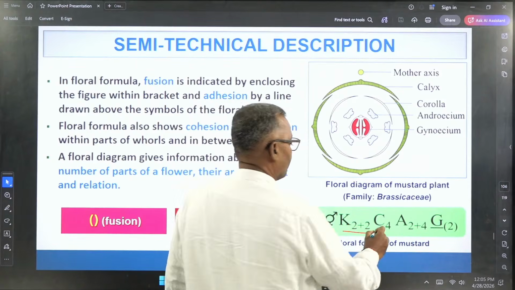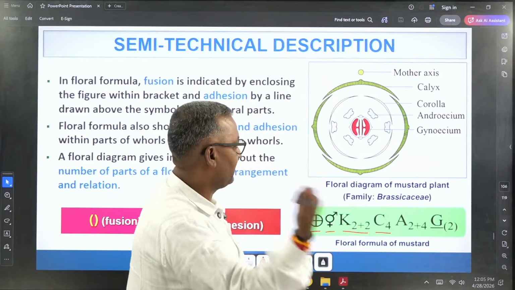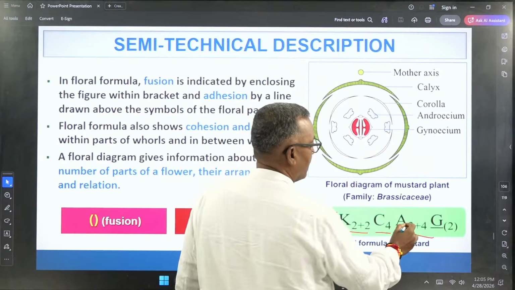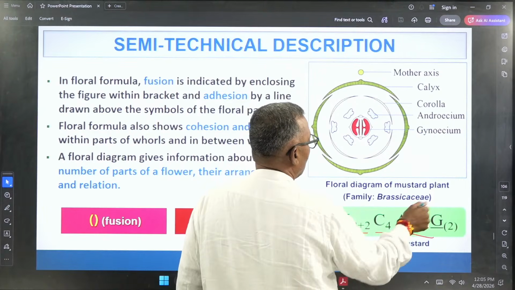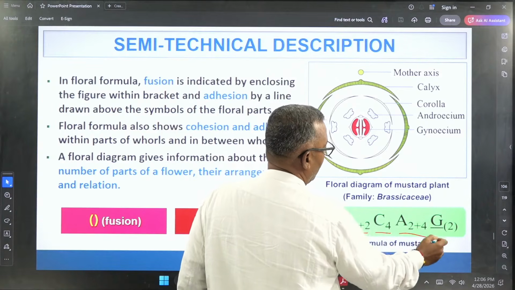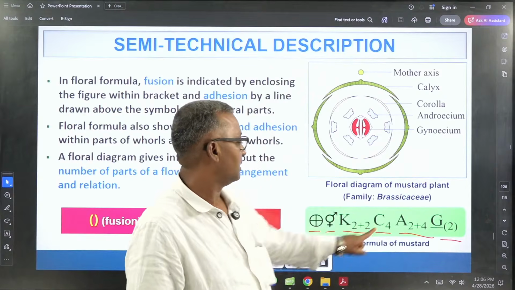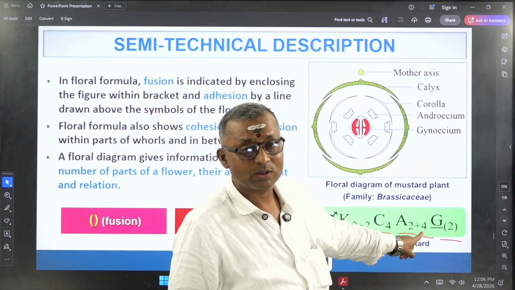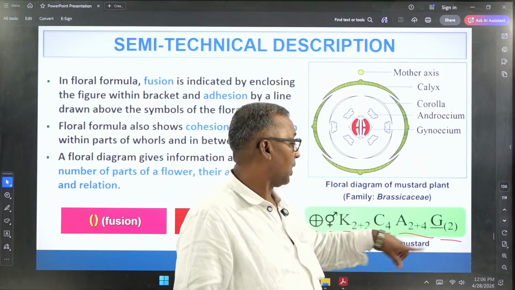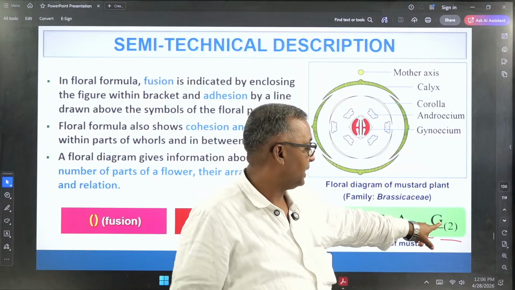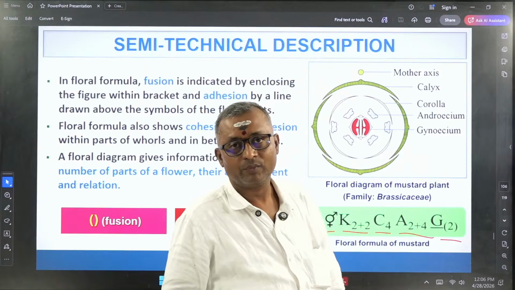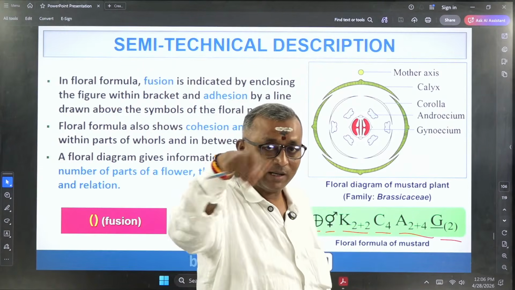Next, similarly C4, that means the petals are present in one whorl. A2 plus 4, there are 6 stamens present in 2 whorls. 2 in one whorl, 4 in one whorl. Now look at this G. There is a hyphen at the bottom of this G, isn't it? That means it represents that this gynoecium has a superior ovary. And how many carpels are present? 2. Hence you are keeping 2. If it has 4 carpels, you will be writing 4. If it has many carpels, you will be writing infinity.